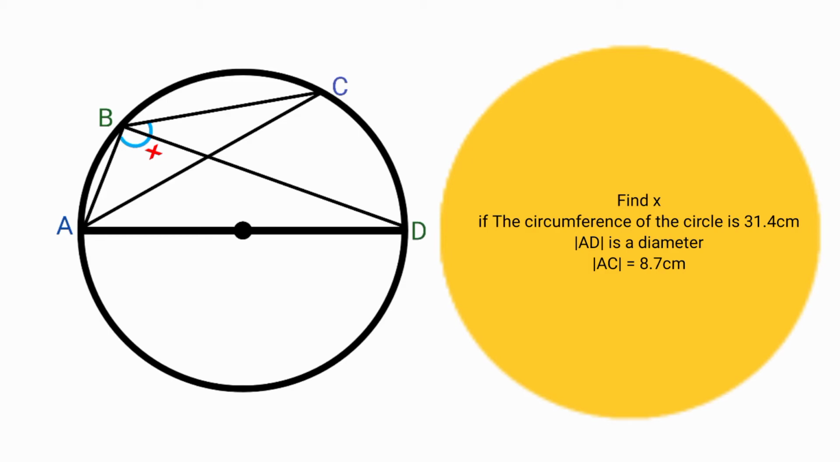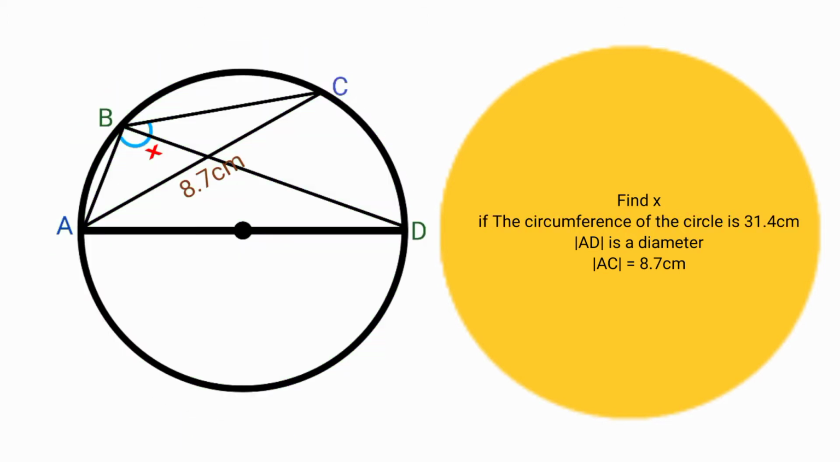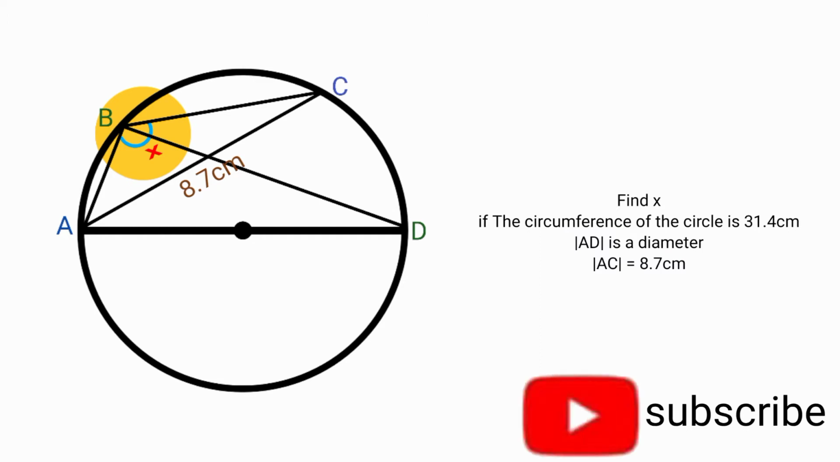Here in this question, we are asked to find the size of angle X here. They said line AD is a diameter because this point O here is the center. Our line AC is equal to 8.7 centimeters. The circumference of the circle is 31.4 centimeters. So now how can we find X from this?